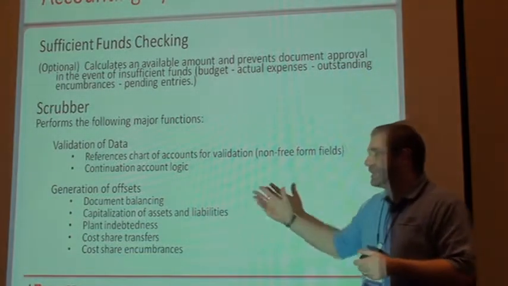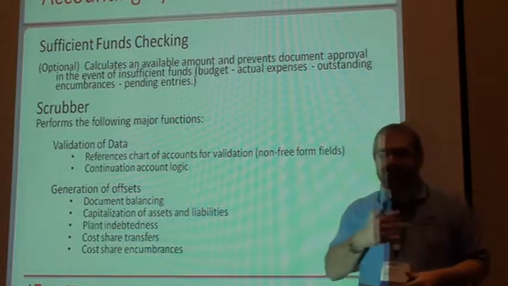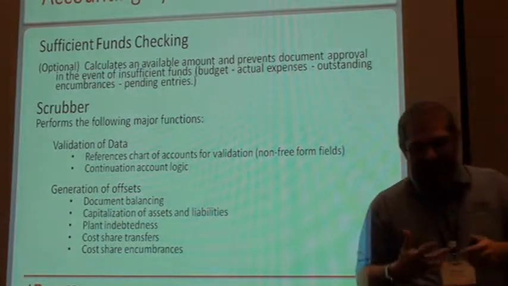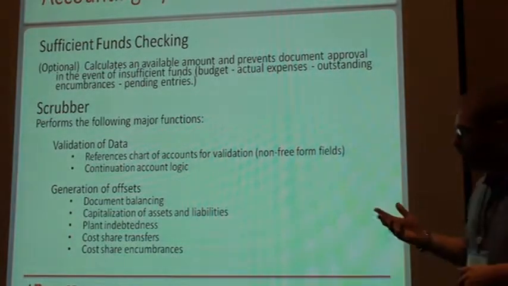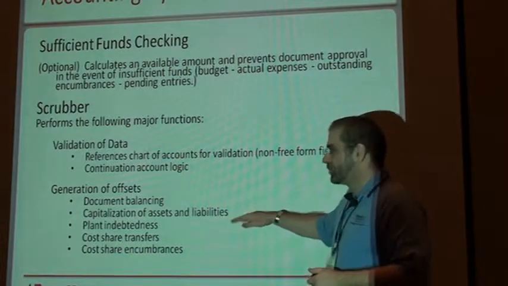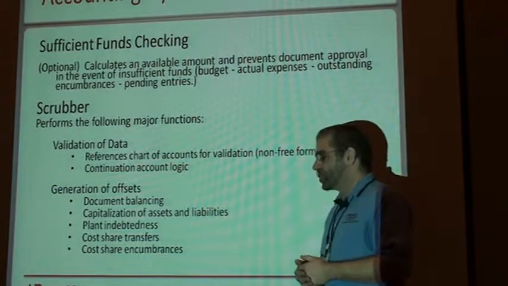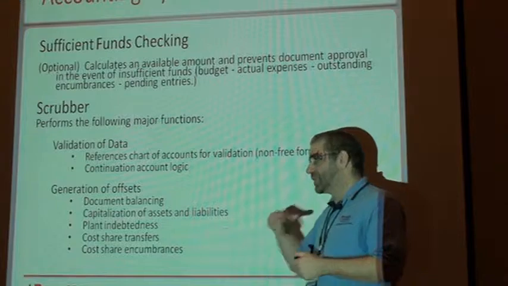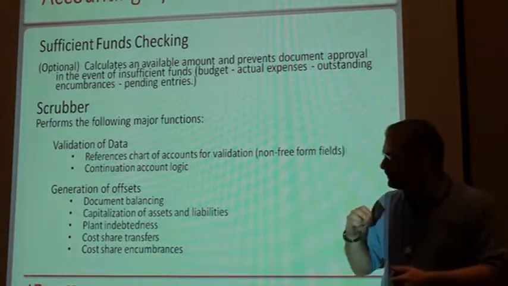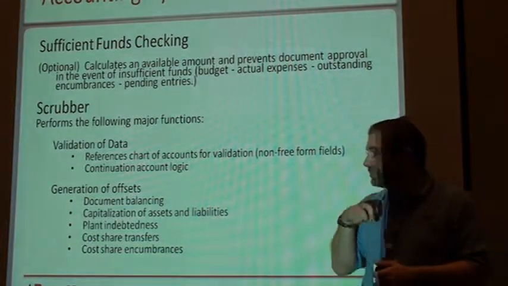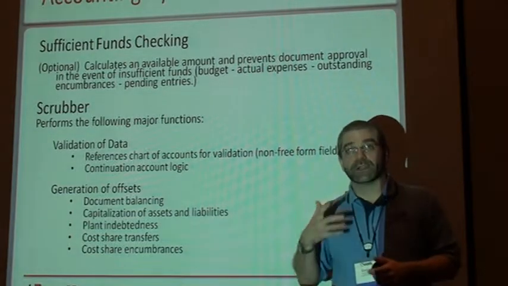It'll also generate entries for the capitalization of assets and liabilities, for plant indebtedness, so there's code in there that will generate these entries, again, largely based on information that's set up in your chart. Cost share, KFS has a specific mechanism built in for dealing with cost share on grant accounts.